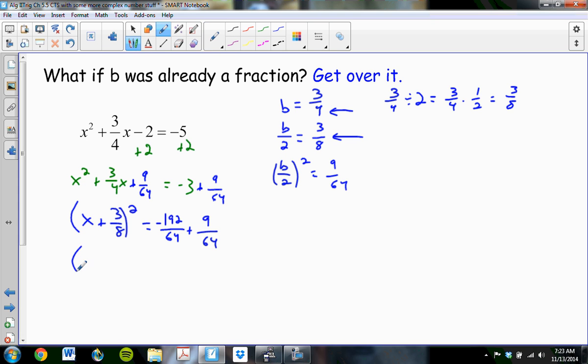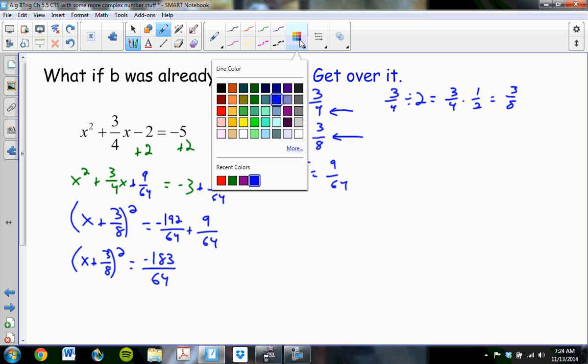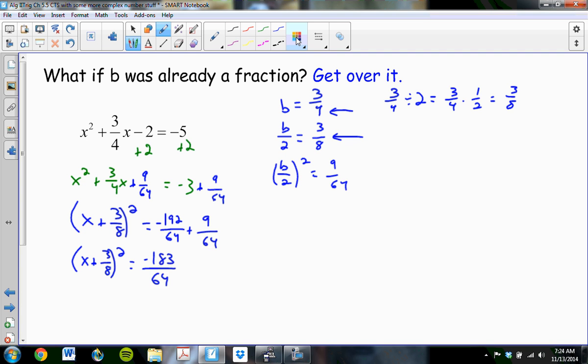So I have (x + 3/8)² equals negative 183/64. I don't think that fraction can reduce. Even if it could, I wouldn't really want it to be, totally honest, because I want to be able to take these square roots. Take the square root of both sides.